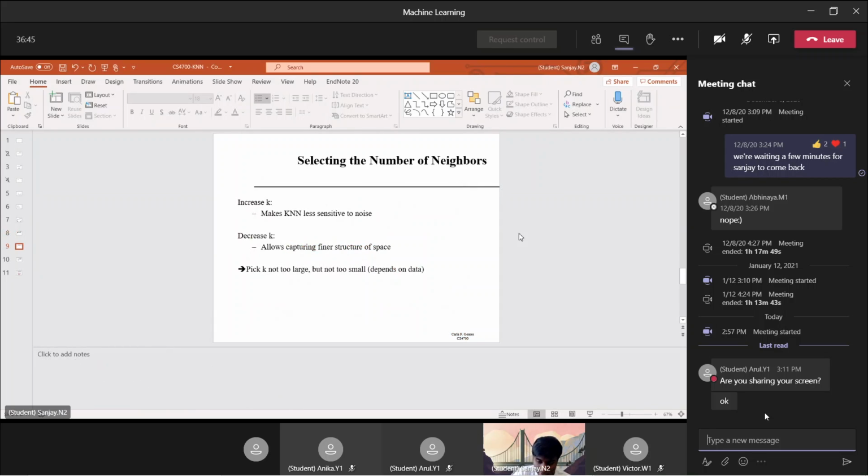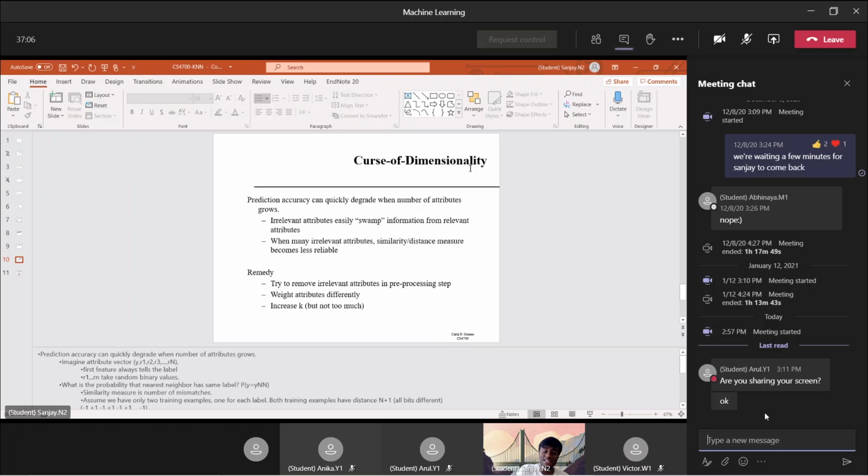So now let's talk about a few hyperparameter issues and how we choose these different hyperparameters for our k-nearest neighbors algorithm. Essentially, there are two big things. The first is selecting the number of neighbors we want, and the second is identifying how to weight the different features that we have. So there are two big problems that we'll talk about.